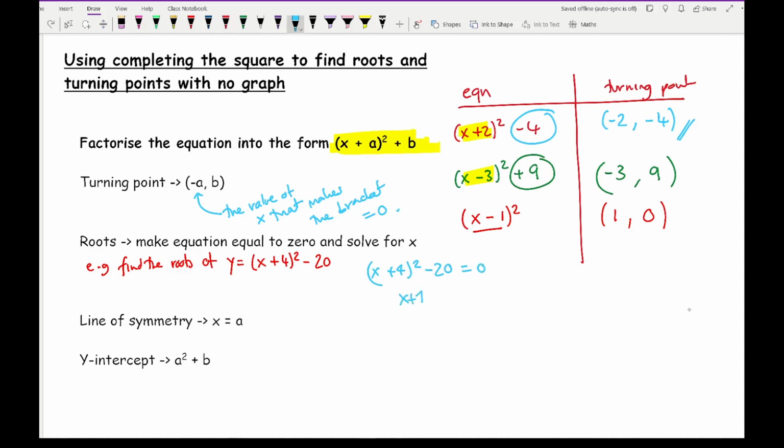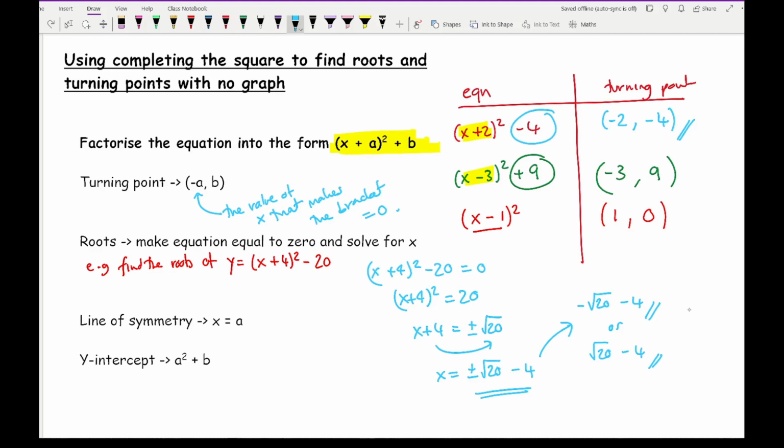So I've got x plus 4 squared, take the 20 over to the other side, then I square root, remembering it's going to be plus or minus root 20, and then take the 4 over, so x equals plus or minus root 20 minus 4. Just bear in mind that the root sign stops at 20, and I've got minus 4, so that is the two values. So my two roots are going to be minus root 20 minus 4, or positive root 20 minus 4. And that's where the parabola will cross the x-axis.